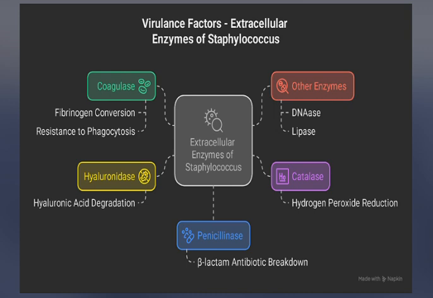Staphylococcus produces several extracellular enzymes that boost its virulence. Coagulase helps the bacteria resist immune cells by converting fibrinogen. Hyaluronidase breaks down connective tissue, aiding spread. Penicillinase breaks down certain antibiotics, making treatment harder. Catalase neutralizes harmful hydrogen peroxide. Other enzymes like DNAase and lipase also contribute to bacterial survival and tissue invasion.